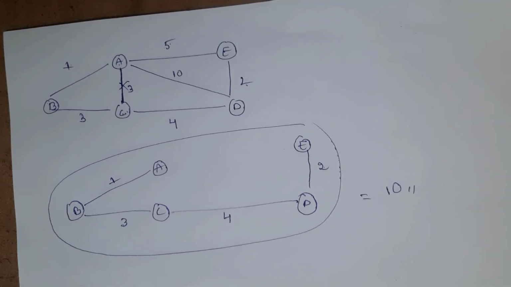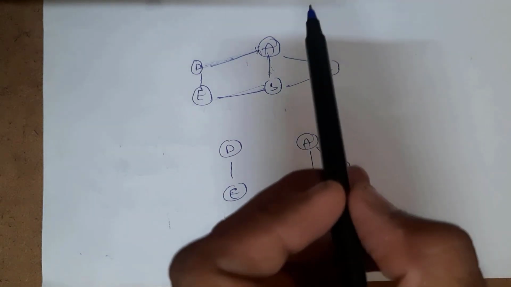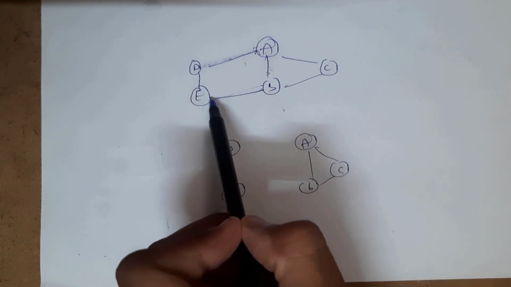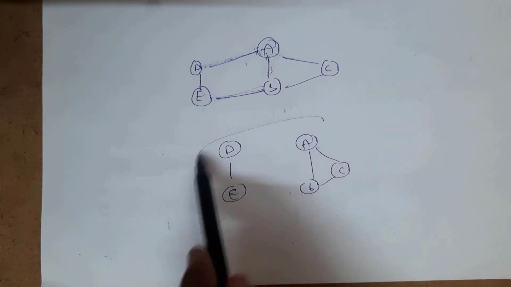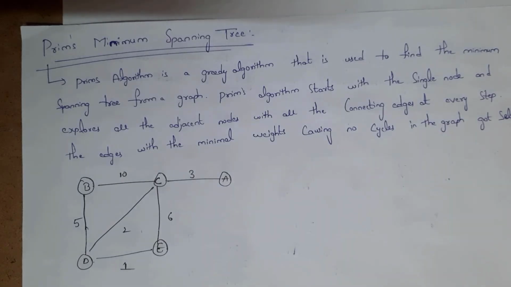Next, let us discuss Prim's algorithm. Guys, you need to remember one thing, that is we can find a minimum cost spanning tree only for a connected graph. Connected graph means there should be a connection between each and every node. For example, if you consider this graph, we cannot find a minimum cost spanning tree for this graph because it is not a connected graph.